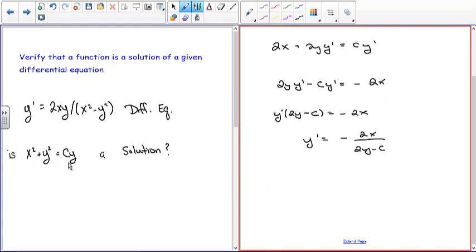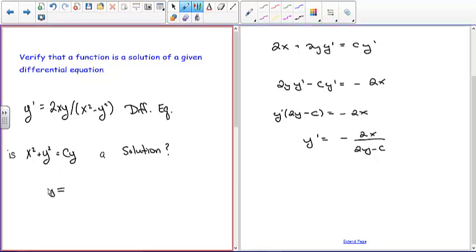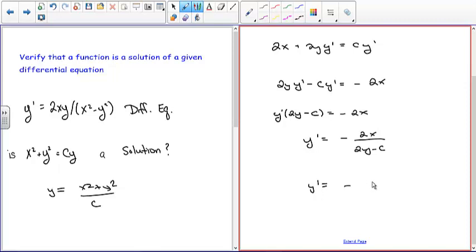One thing we could do is solve for y and stick that in there. So we could solve this equation for y, which would be x squared plus y squared over c. And if you plug that in here, you get 2 times y, which is x squared plus y squared, divided by c, minus c. That didn't look any better to me at this point. Let's see what else. That might not be the right option.